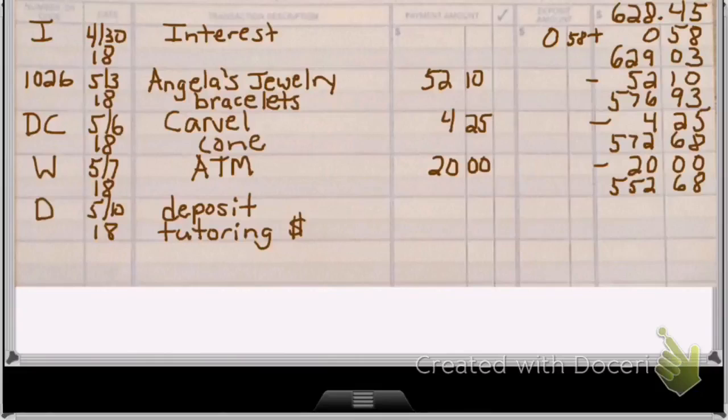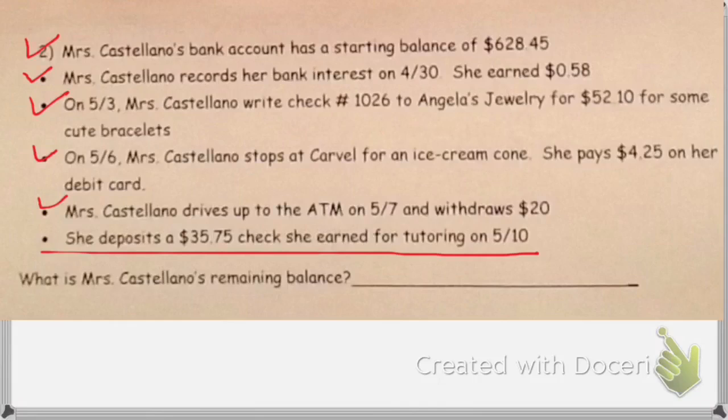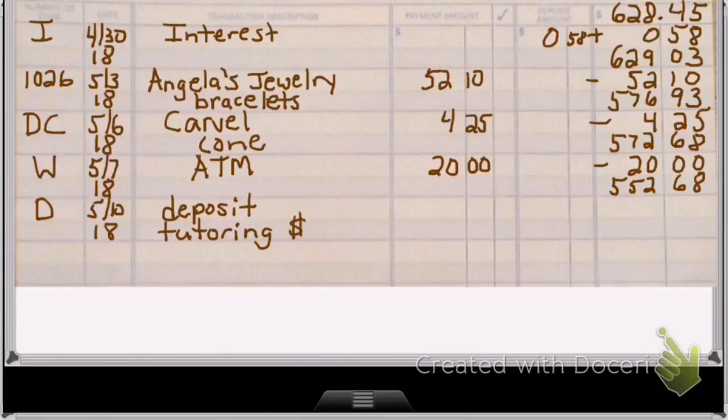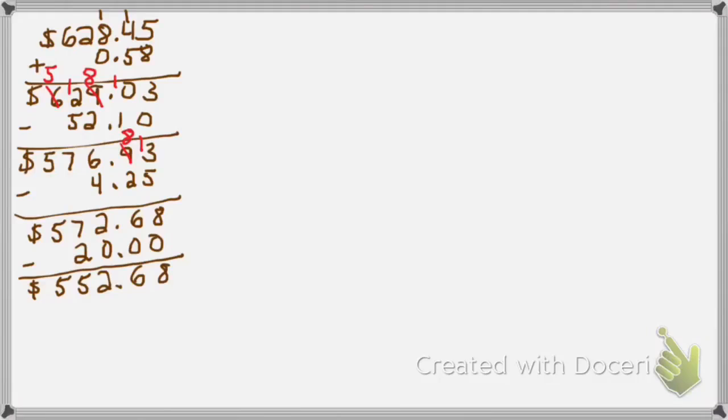When we make a deposit, we're adding money into our bank account, so we're going to put it in this deposit section and add it. The deposit is for $35.75. So we'll write the $35.75, add it, lining up all of our digits. Let's move to scrap paper to do the math. Add, subtract decimals, always straight decimals, so line up my decimal. To the left I have a 5 and a 3, to the right I have a 7 and a 5.